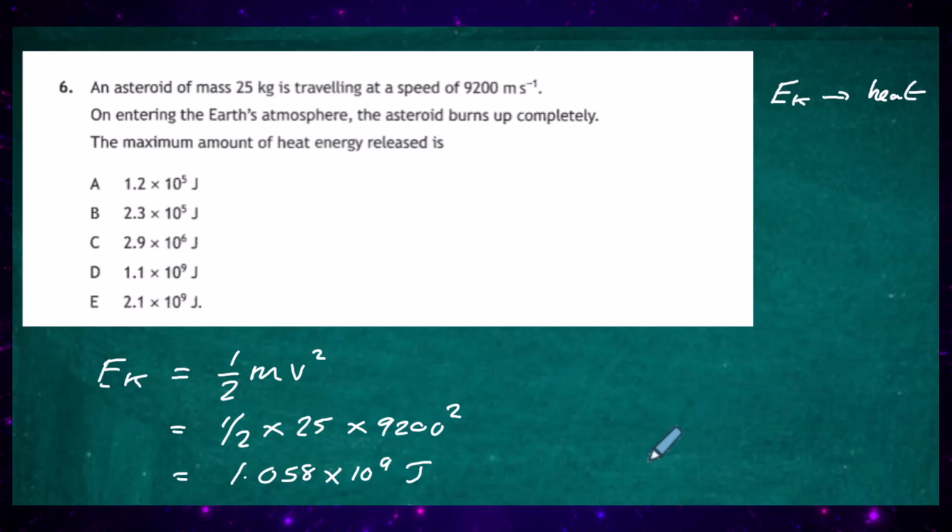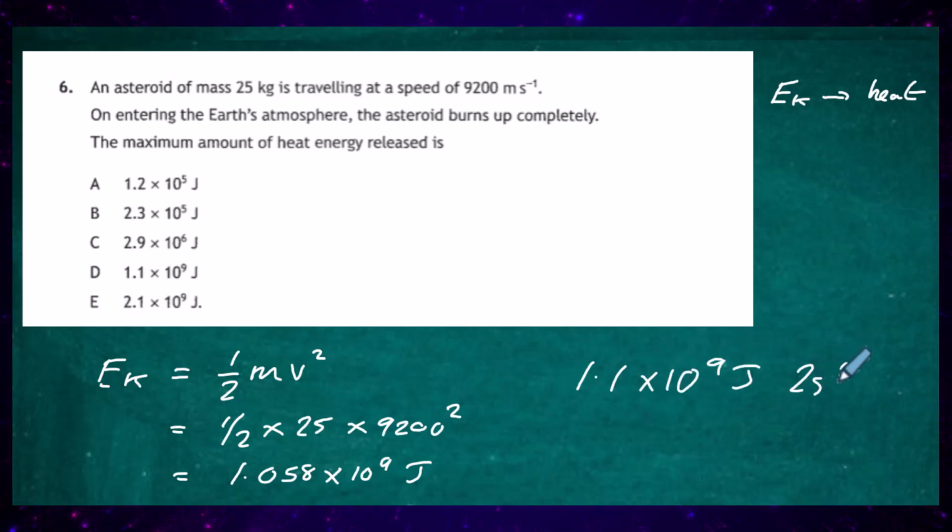Now, 1.058 times 10 to the power 9, we have to put it into two significant figures, because we've used two significant figures here and 2 there. So therefore, to two significant figures, we have 1.1 times 10 to the power 9 joules. So our response for that is 1.1 times 10 to the power 9 joules, which is response D.